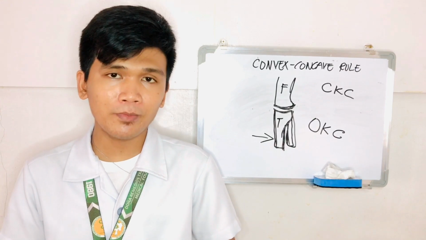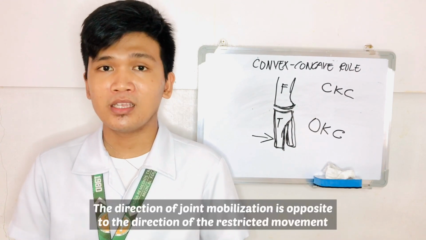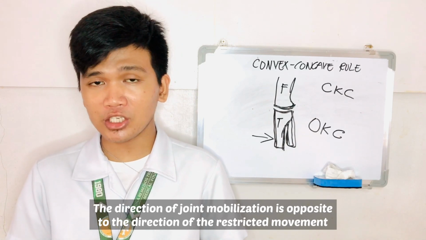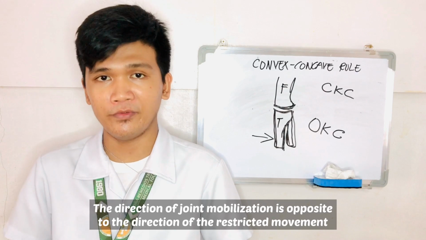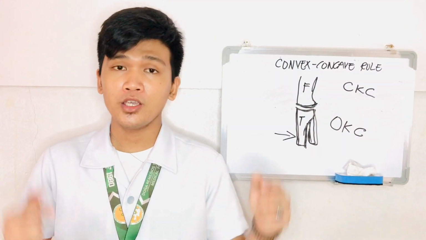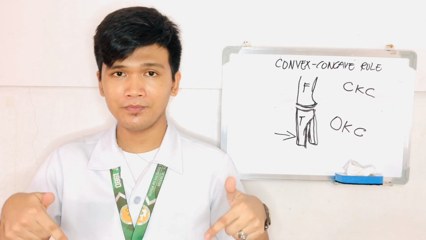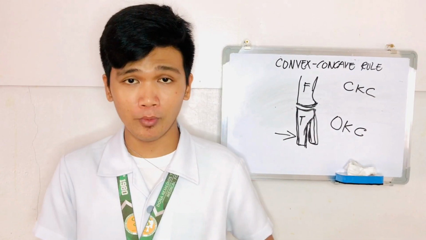Now, we have joint mobilization rule that you should never forget. The direction of joint mobilization is opposite to the direction of the restricted movement. If you still have questions about this topic, you can comment down below. Now, let's proceed to the next chapter of our book.